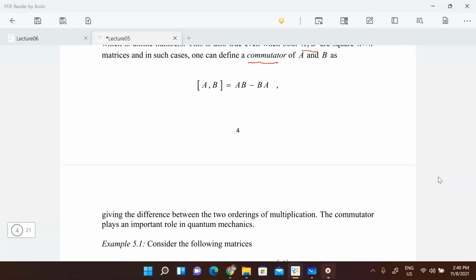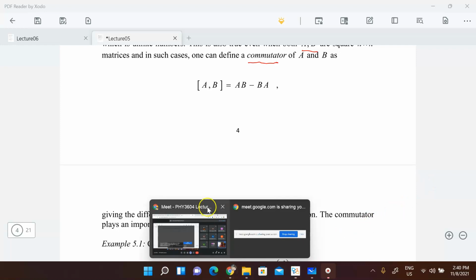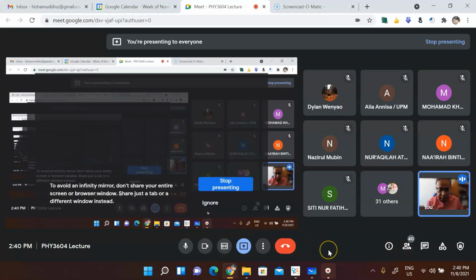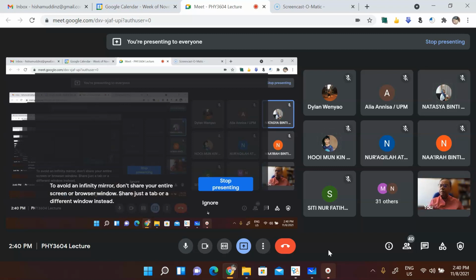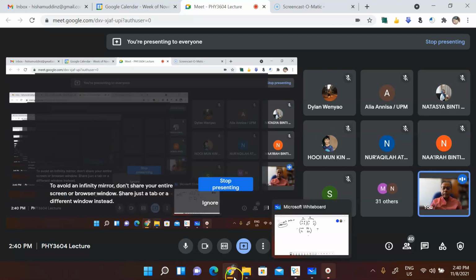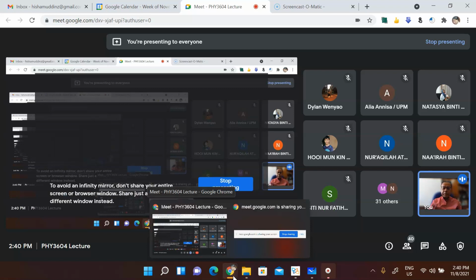Why is this actually important? Later on, have you done quantum mechanics yet? I should ask you a simple question like this, where you can answer yes or no. Have you done quantum mechanics? Not yet. Okay. Commutators are one of those things that appear inside quantum mechanics.